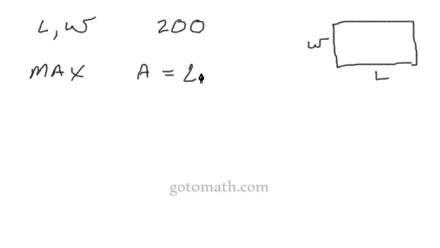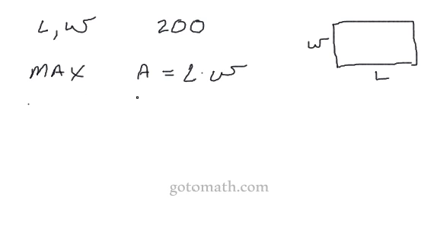So let's first write our two unknowns, the length and the width, and 200. This is just given information that we're going to need. Now let's set up an equation. Actually, I'm going to write the primary equation first. We're trying to maximize our area, so I'm going to write max and the area. If you remember from third grade, the area of a rectangle is length times width.